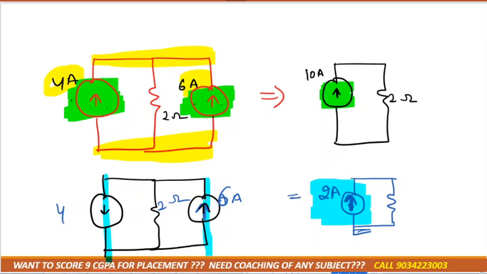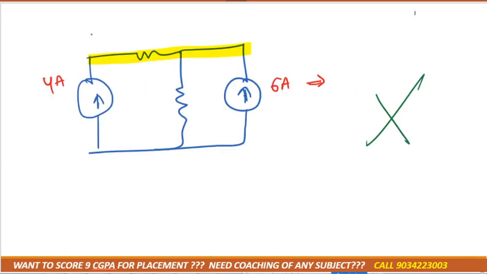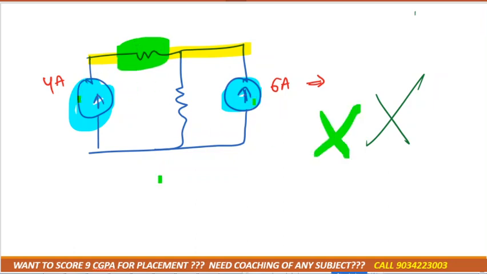So what will be the direction? The direction is that of whichever current is bigger. Understood? Now, as you can see, in this case the 4 ampere and 6 ampere sources don't have the same potential. Why is it so? Because they have resistances connected with them. In that case, they won't be converted into a single current source.